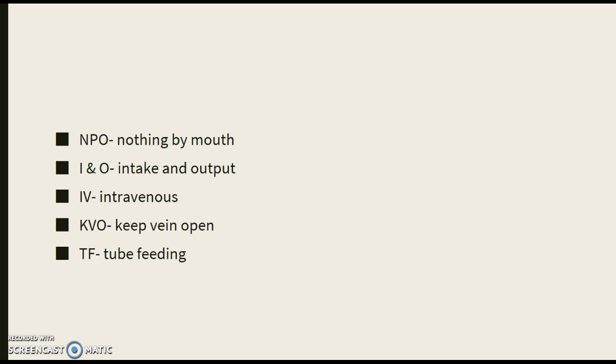IV is intravenous. That means we'll be administering something through the veins. KVO is keep vein open. This refers to IV fluids. We'll run just enough fluids through the IV to keep the vein from collapsing and clotting off. So usually KVO is about 30 mils an hour, which will probably not make any sense right now, but it will, I promise. And TF is tube feeding. That's where we're giving the patient nutrition through their stomach, through a tube in their stomach.